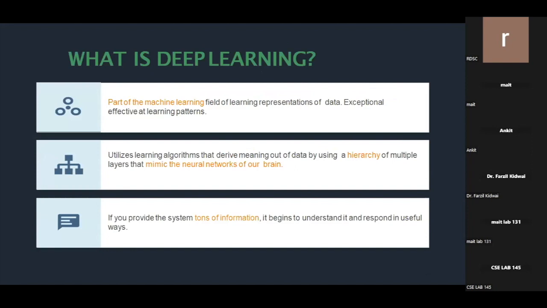So what is deep learning all about? It is the part of the machine learning field where we learn data representations in the form of patterns. It utilizes learning algorithms that derive meaning out of data by using a hierarchy of multiple layers. So we have a neural network of multiple layers, and using these layers we can get the output.